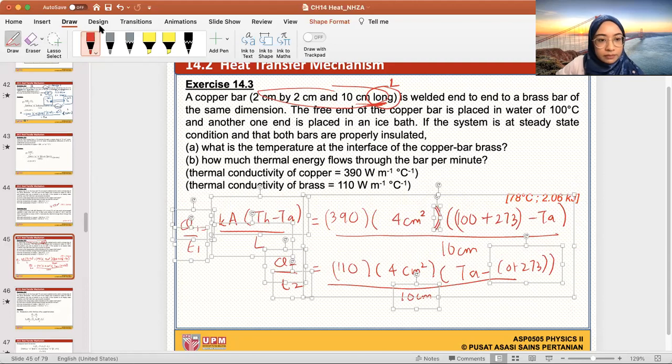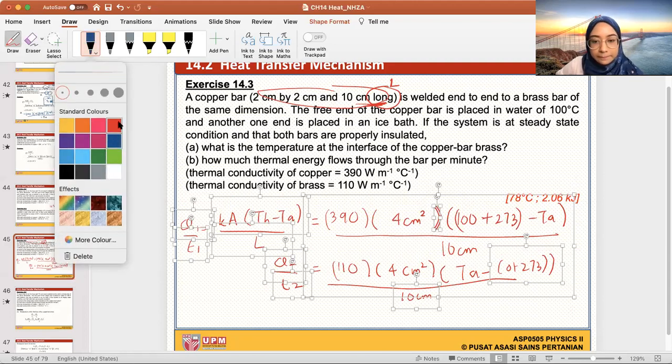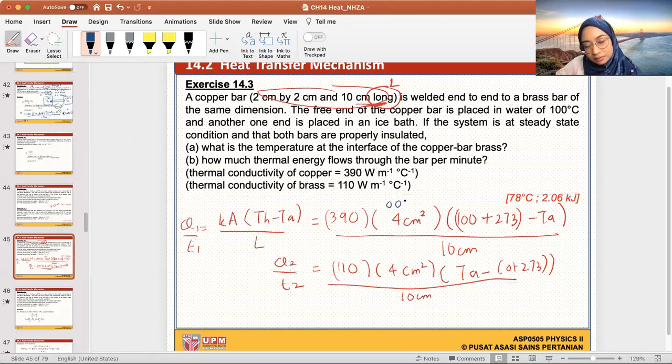The cm squared has to be changed into SI unit. So the cm squared has to be changed to SI unit. What should it be? Meter squared. I'm using 0.08, 0.0004. Yeah, macam ni. Okay, meter squared. Betul ke? 4 over 100 divided by 100, you get 0.0004. Okay, betul.